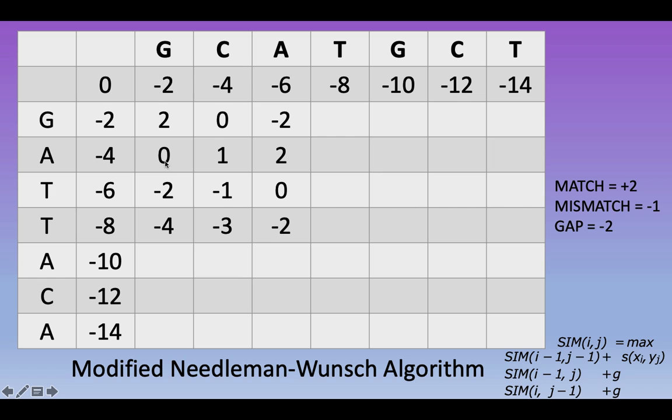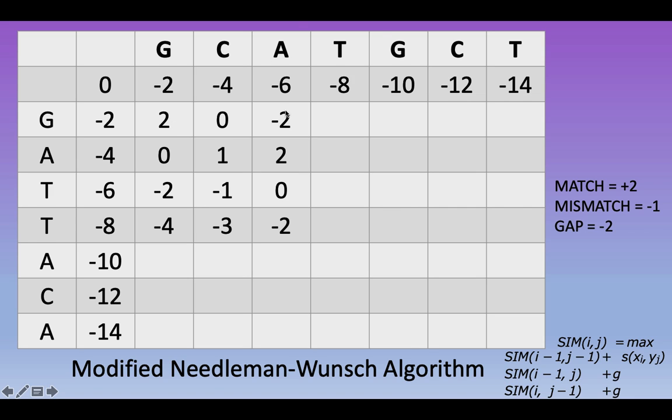So I can start here and say, okay, if I look up here, this is going to be minus 2. It's a mismatch, so that's going to be minus 1. So if I look diagonally, it's going to be minus 3. If I look above, I have 2, right? Minus the gap penalty, which is 0. If I look over here to the left, I've got minus 4 plus the gap penalty, which is minus 6. So I either have minus 6, minus 3, or 2, or 0. And so 0 goes in this spot.